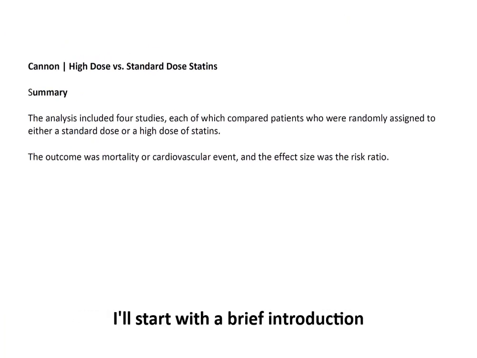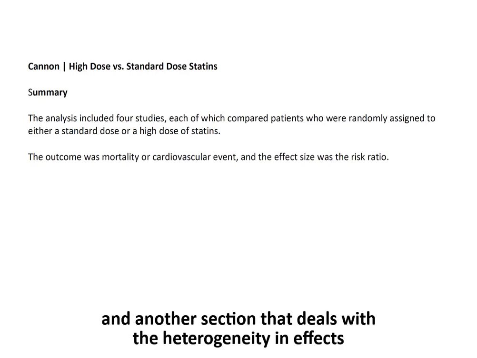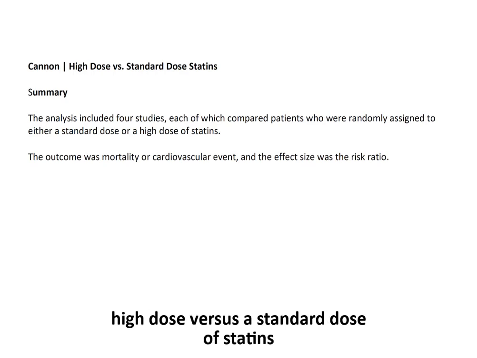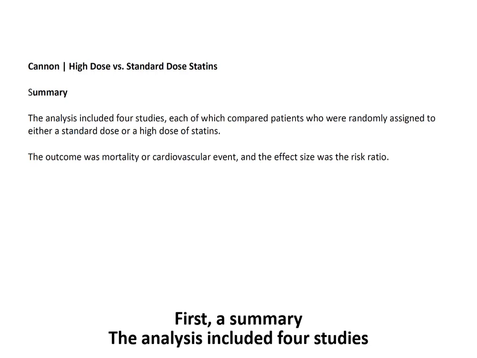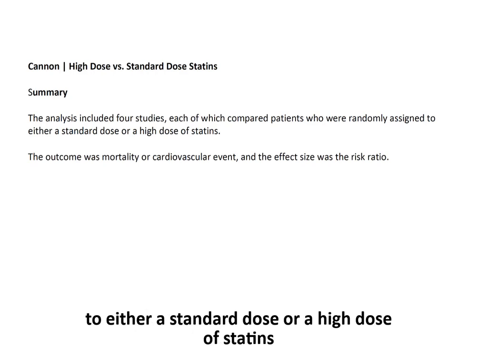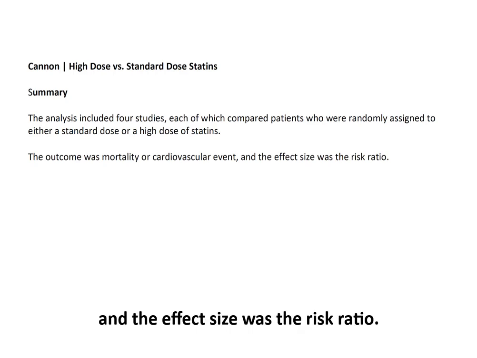Let's run through an example of how I might report these results in a publication. I'll start with a brief introduction, then I'll have a section that deals with the mean effect, and another section that deals with the heterogeneity in effects. So we're talking here about high dose versus a standard dose of statins. First, a summary. The analysis included 4 studies, each of which compared patients who were randomly assigned to either a standard dose or a high dose of statins. The outcome was mortality or cardiovascular event, and the effect size was the risk ratio.